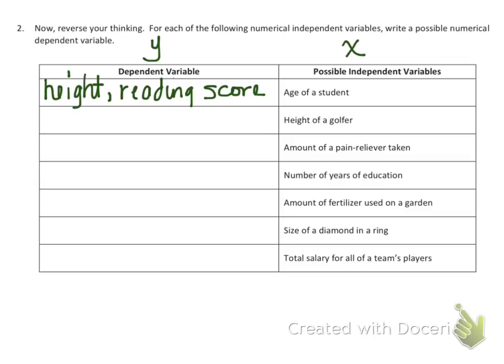Okay, what about height of a golfer? Maybe the distance they hit the ball. Well, that could be said less awkwardly: the distance of their drive when they do it. So maybe the taller the golfer, the further they could hit the ball. So what else could we predict from the height of a golfer? Number of holes in one, maybe. I don't know if they'd be more likely to get more or less or whatever.